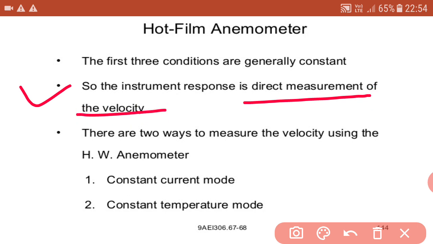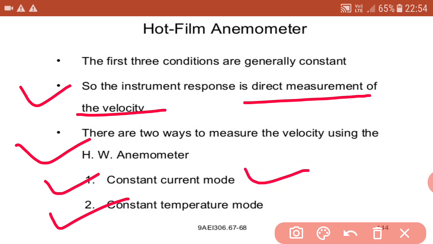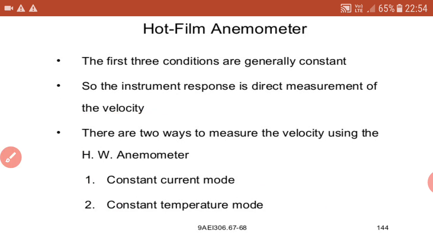So there are two ways to measure the velocity using the hot wire anemometer: constant current mode and constant temperature mode.